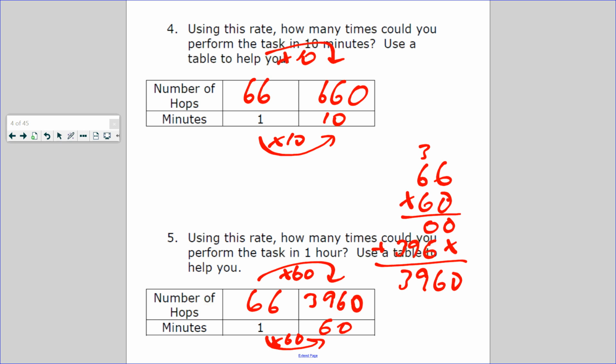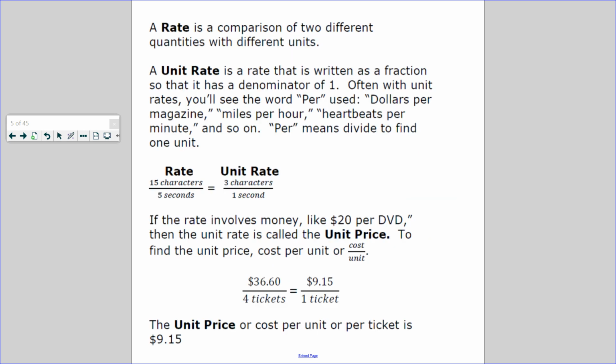3,960 hops in 1 hour or 60 minutes. So what we've been doing is called rate and unit rate. A rate is comparing two different quantities. So we compare hops to seconds. So it's two different quantities with different units. Hops and time are not the same type of units.